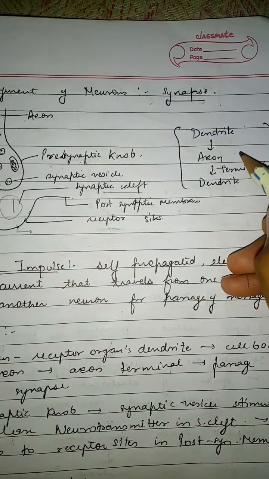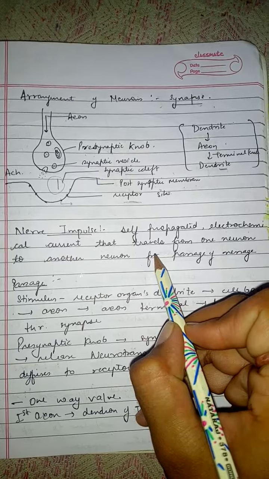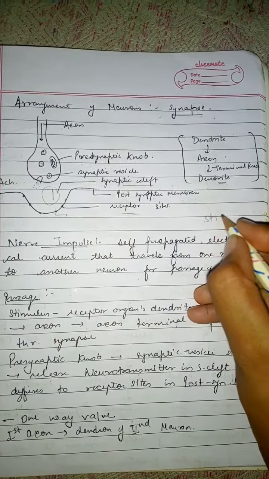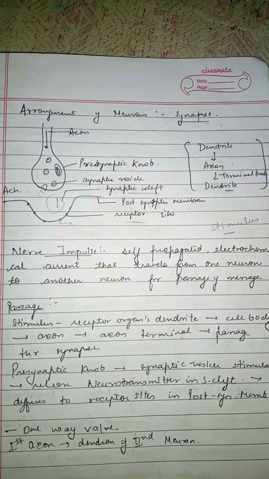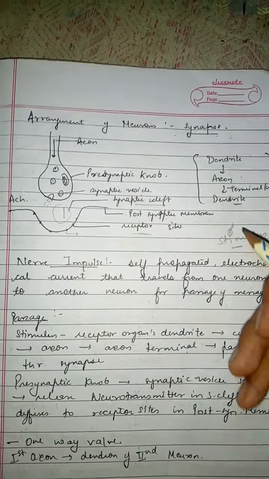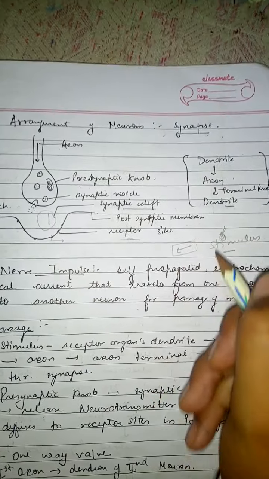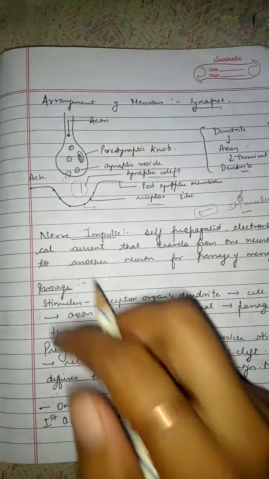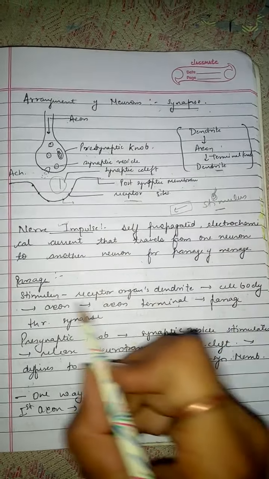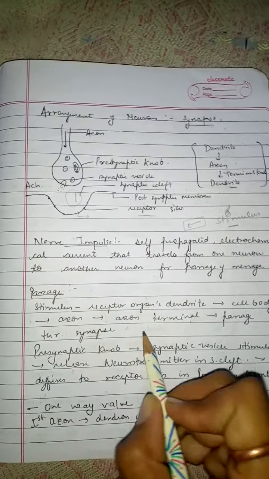Now, what is a nerve impulse? A nerve impulse is a self-propagated electrochemical current that travels from one neuron to another for passage of a message. When any stimulus is received by the body, it is received by the terminal arborizations of axons, and from these axons it is transmitted to the next neuron. The thing which transmits is called the nerve impulse. The passage is from stimulus to the receptor organ's dendrite, then to the cell body, then to the axon, then the axon terminal, through the synapse, and from the synapse it enters the next neuron.